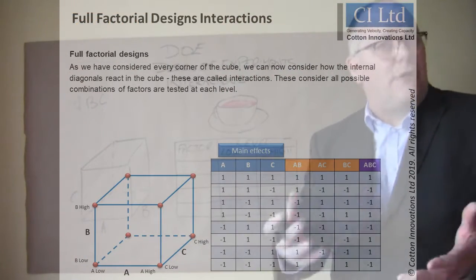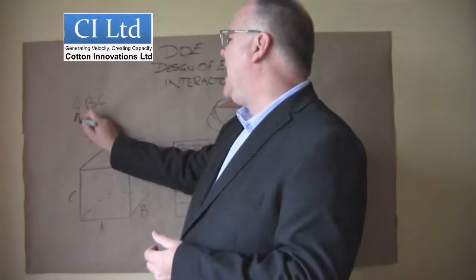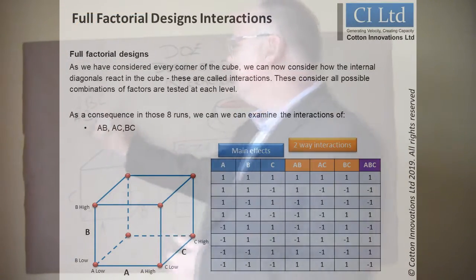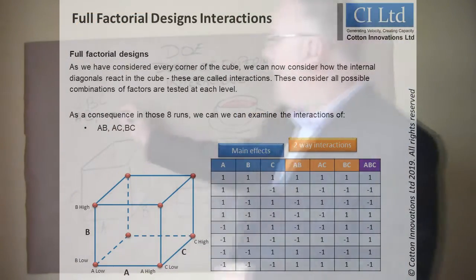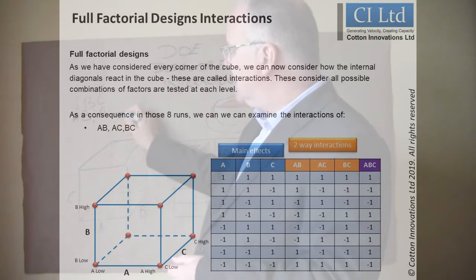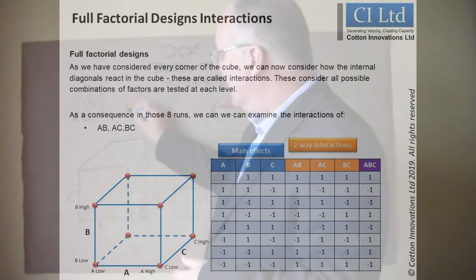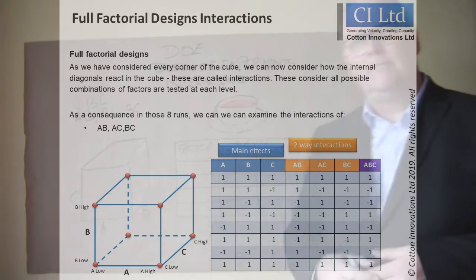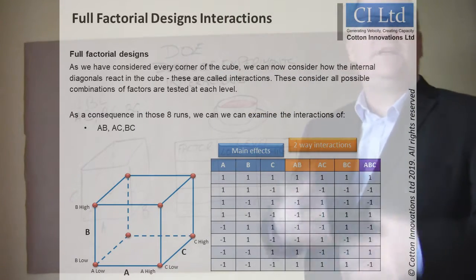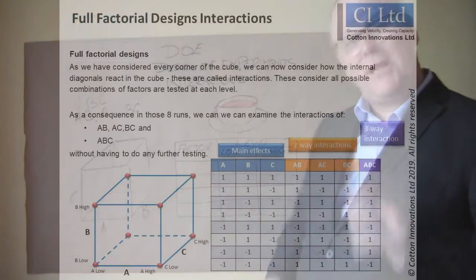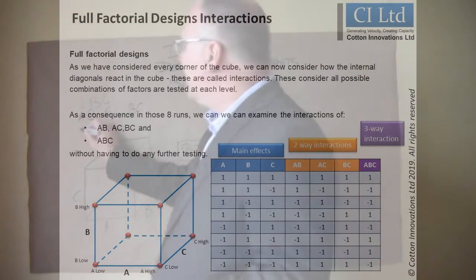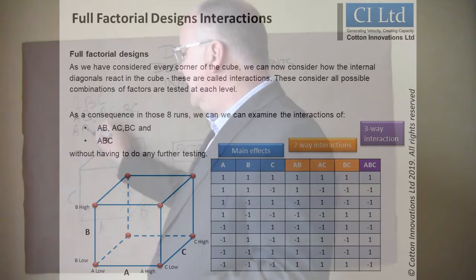We also talked about an interaction. You can get an interaction between A and B. You can get an interaction between A and C. And you get an interaction between B and C. These are called two-way interactions, but then you get three-way interactions, a three-way interaction with A, B and C.